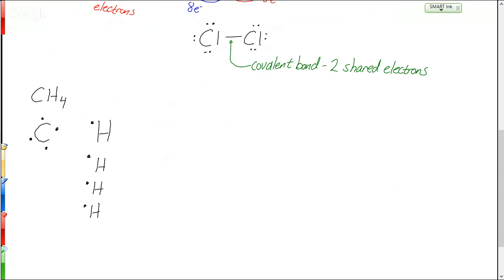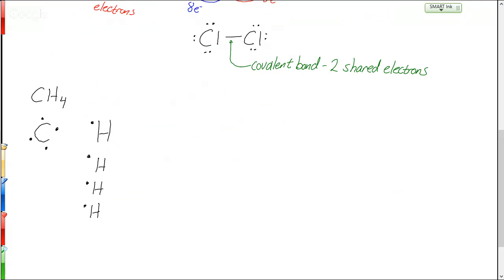Carbon wants 8 electrons. Is there a way that we can arrange this so that that happens? Do we have enough electrons here to make that happen? Nodding your head? So how? Yeah, we can share them around the carbon.